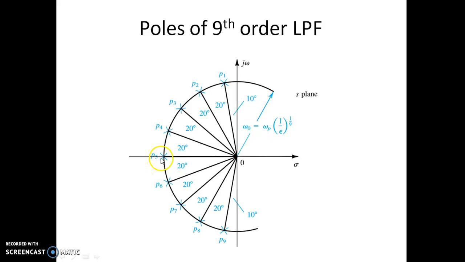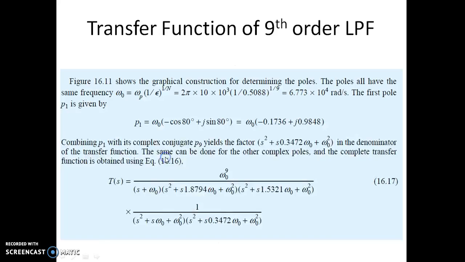You can see P5 is located at omega naught only. This is for P5. This is for P1 and P9. This is for P2 and P8. This is for P3 and P7. This is for P4 and P6, this is for P5. So likewise, we can get the transfer function of the entire filter.